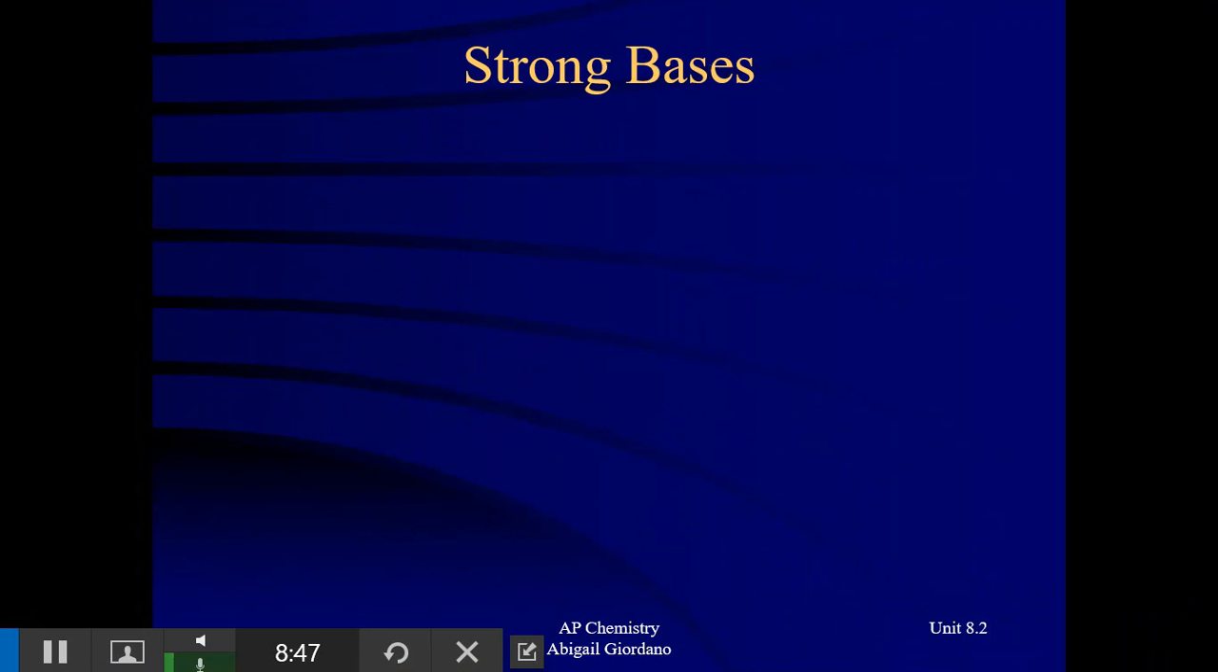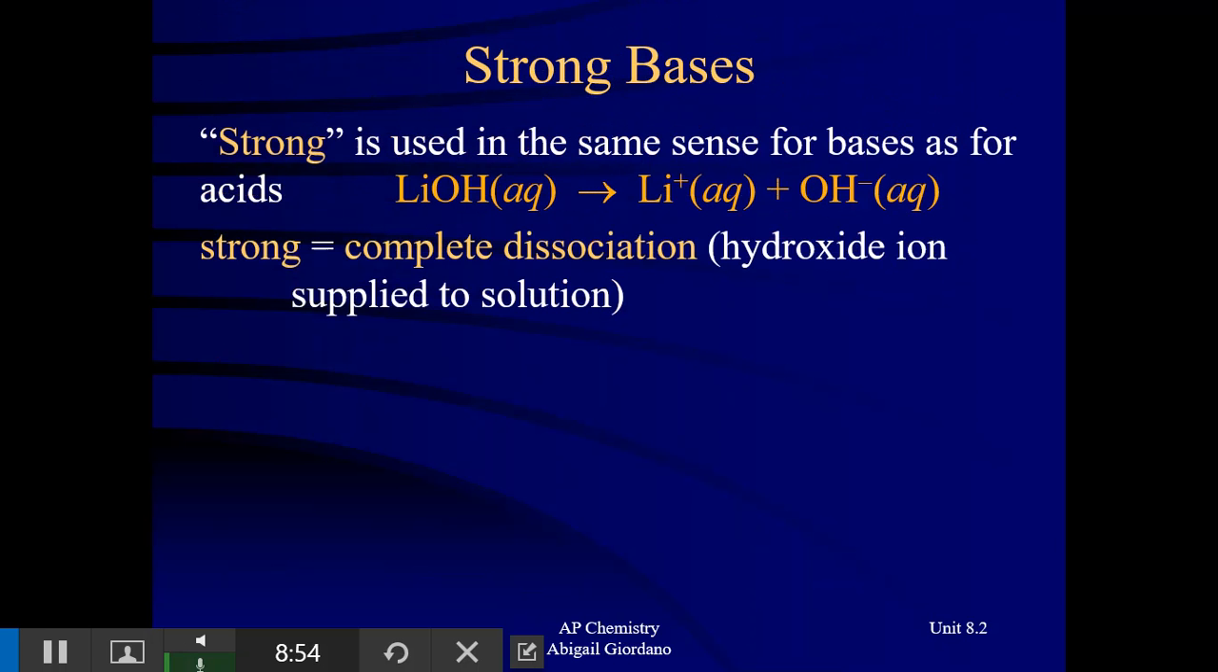Okay, how about strong bases? Well, guess what? The word strong means the same thing. It's used in the same sense. It means complete dissociation. The only difference here is we're not getting a hydronium or hydrogen ion on the product side. This time we're getting a hydroxide ion.